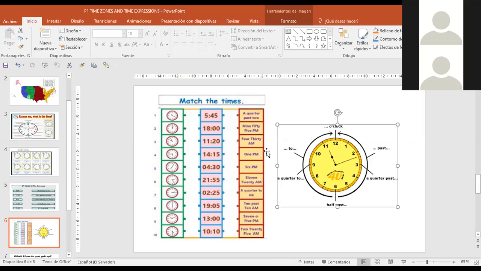Aquí tengo de nuevo, vamos a seguir haciendo el ejercicio. I have here the time in numbers and I have here the time in letters. So, Antonio Hernandez, the first one, what time is it? According to the ones that I have here. Antonio, are you there? No sé si me puede escuchar. Creo que no. Okay, Ernesto, what time is it here? Ernesto?